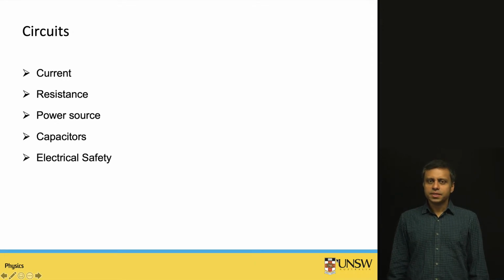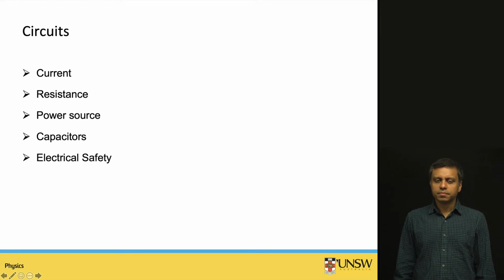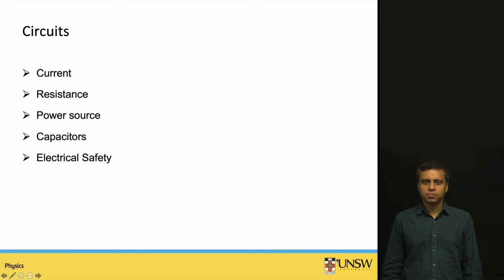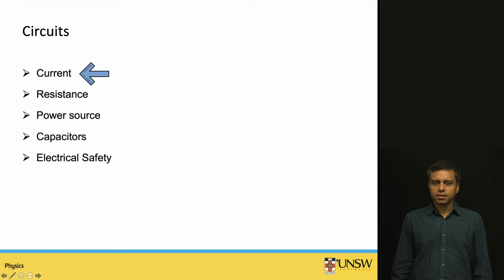And there are some basic components of a circuit. There are some quantities that a circuit works with, some physical phenomena, and there are some components of circuits. We will discuss this in detail in this module. First we will begin with current, which is the flow of charge in an electrical circuit. Then we will talk about resistance, which is the obstruction to the flow of charge in a material.